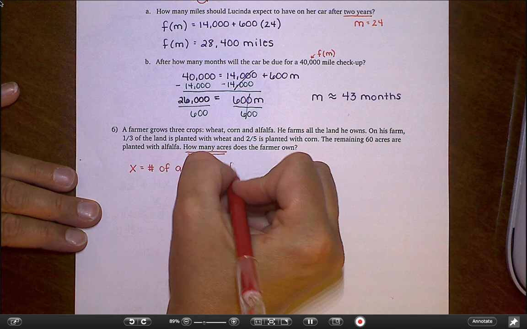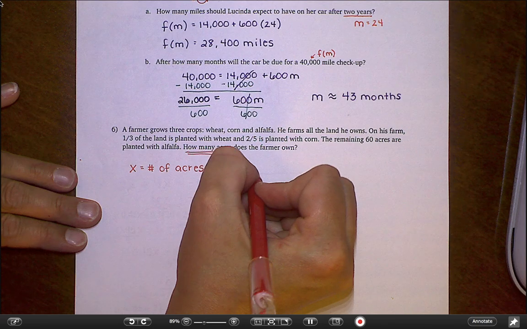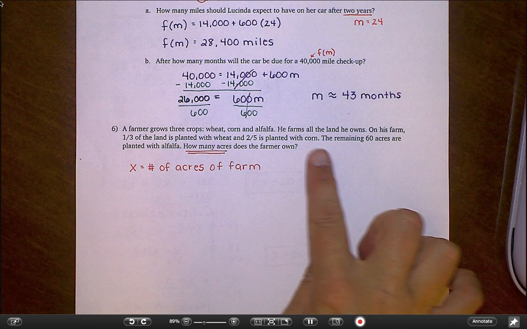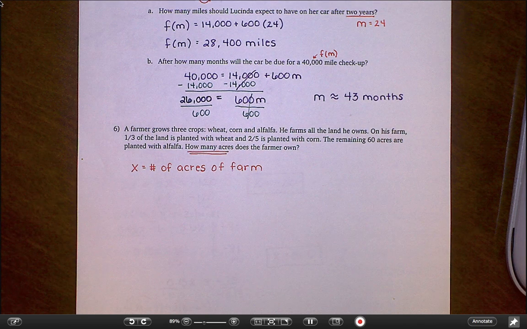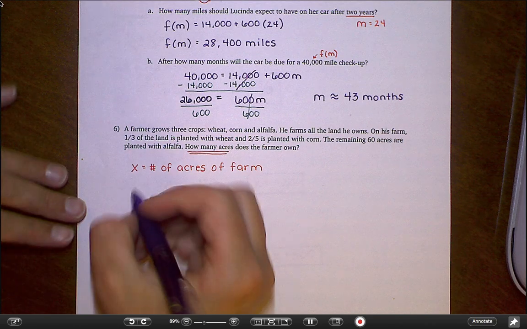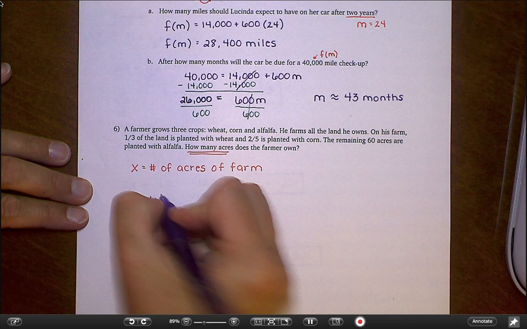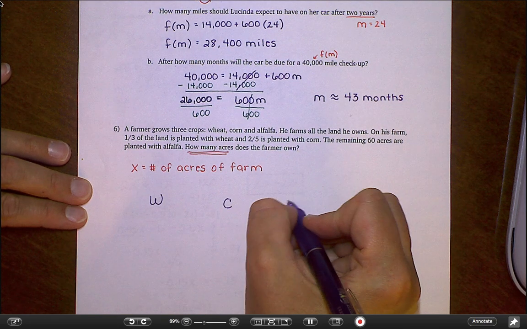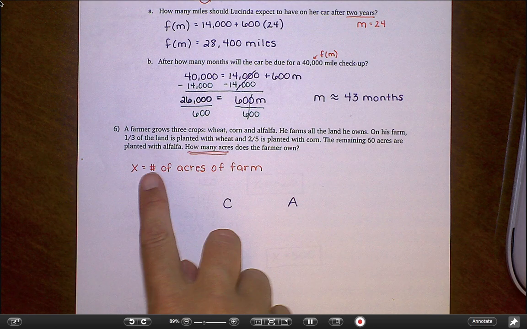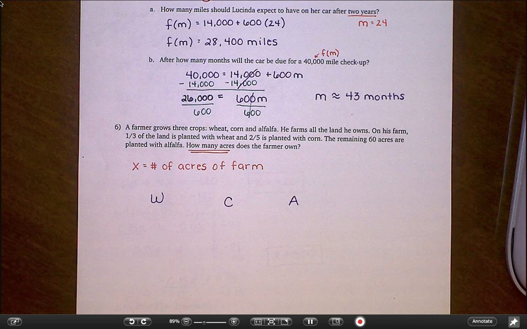And that's of the whole farm. Okay. So we know from the problem that he uses all the acreage for these 3 crops. So our farm is made up of wheat, corn, and alfalfa. Okay. It tells me that he plants 1/3 of the land with wheat.